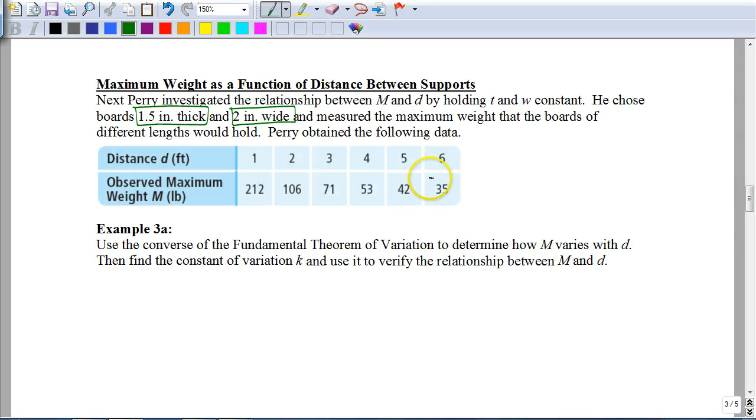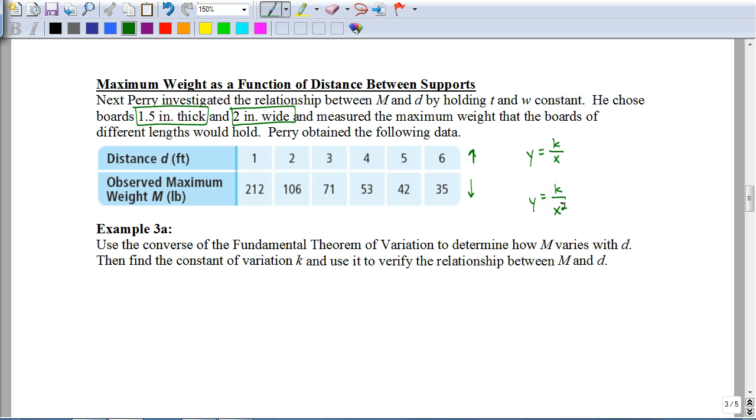So you can look at the table. They did that for us. So a 1 foot distance between supports can hold 212 pounds, all the way up to 6 feet between the supports, which can hold 35 pounds. As you look at this, this is an example of inverse variation. As the distance is increasing, the maximum weight the board can hold is decreasing. So this is in the form y equals k divided by x, or k divided by x squared.